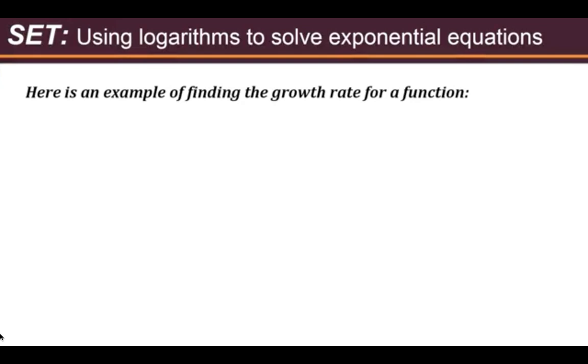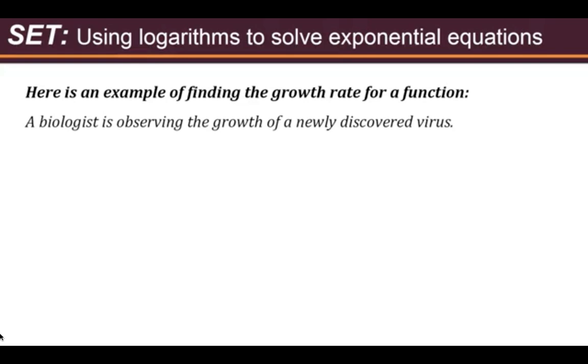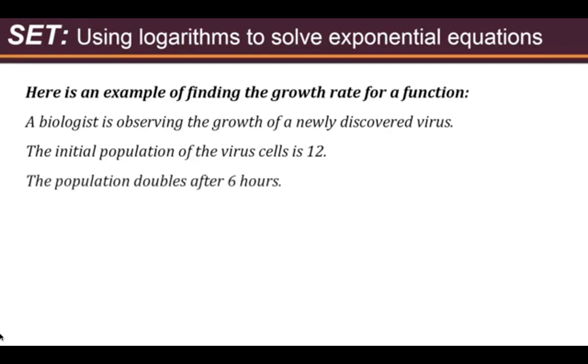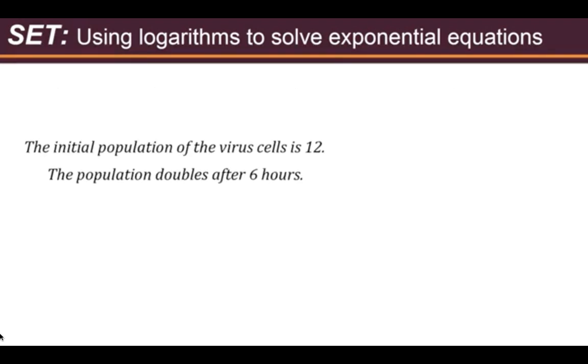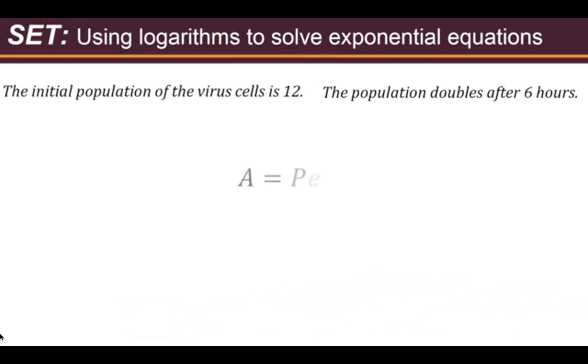Here's an example of finding the growth rate for a function. A biologist is observing the growth of a newly discovered virus. The initial population of the virus cells is 12. The population doubles after 6 hours. Assuming the virus has continuous growth, what is the rate of growth? We start with the basic formula for continuous growth, A equals P times e to the rt. We know the initial population is 12. We also know that after 6 hours, t equals 6, the population will be twice as large, so 24.